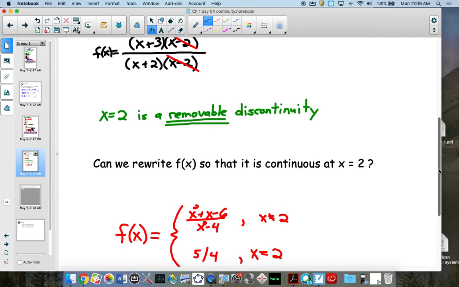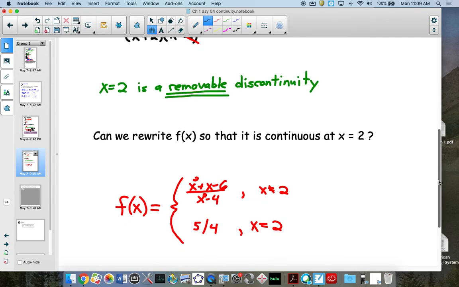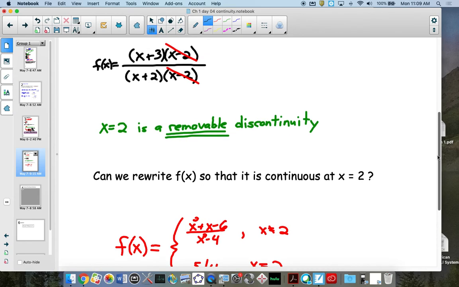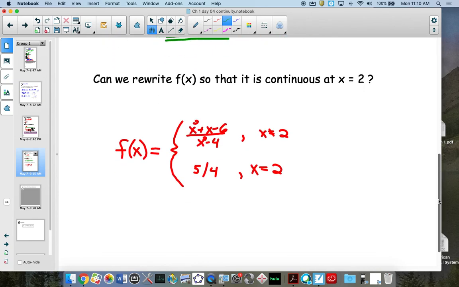So we can rewrite this function and call it x squared plus x minus 6 over x squared minus 4 for all values except for x equals 2. And then at x equals 2, we're going to plug in the hole. And once again, how did we figure out what that is? We'll go up here, and after we canceled the x minus 2's, now if I plug 2 into there, I get 5 over 4. So that's how you figure out what value should go in where the hole is at.